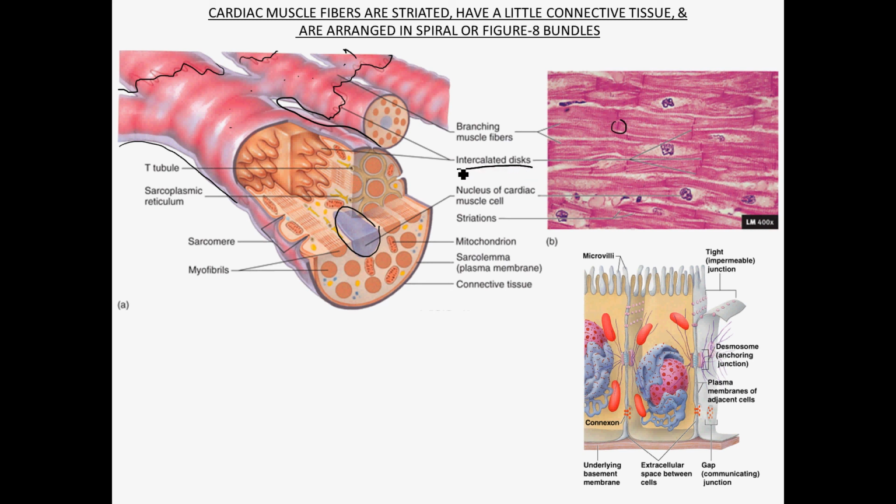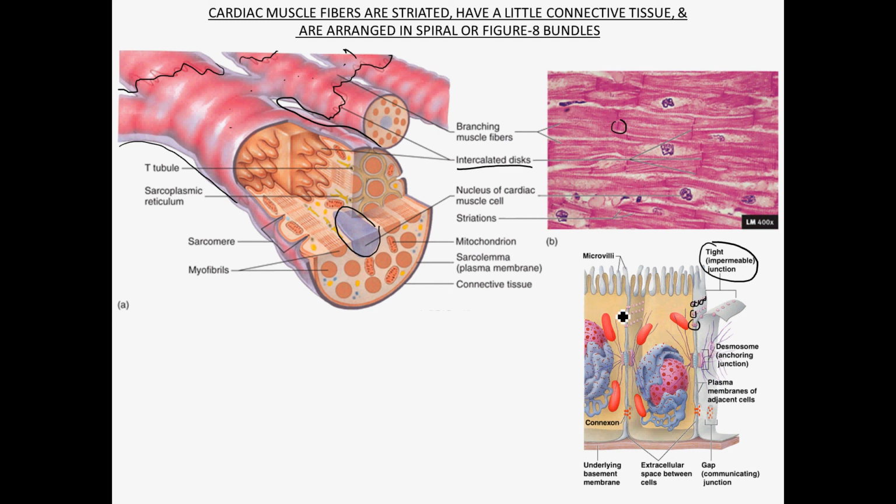An intercalated disc is the place where the cardiac muscle cells are attached very tightly together via these tight junctions, impermeable junctions. These are proteins that are anchoring these cardiac muscle cells together. And so when one cardiac muscle cell is signaled to contract, an action potential can be spread across them very, very rapidly from one cell to the next.